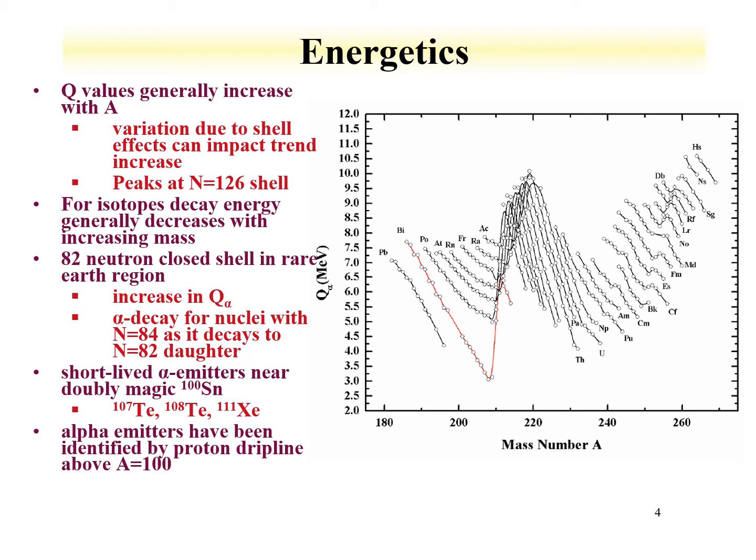There are some trends that can be observed with the Q-value energetics for alpha decay. One is that the Q-value generally increases with A. So if we look at all the isotopes together and we increase A, we see a general trend that as A goes up, the Q-value increases. However, this is not generally true for a given isotope. If I look at a given isotope, for instance, the lead here, or the bismuth here, plutonium here, as I increase the A for a given isotope, the Q-value generally decreases.